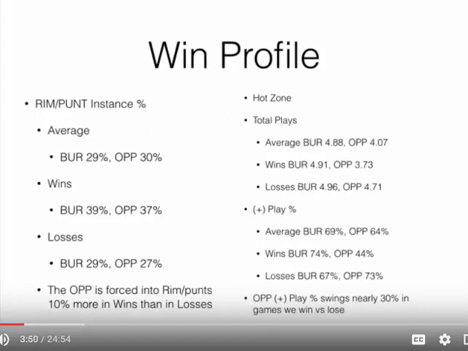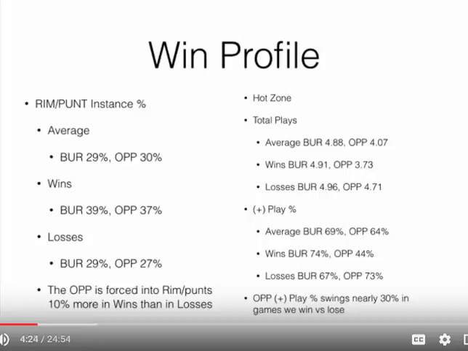As it relates to rimming the puck or punting the puck, putting it basically on the wall on your breakout, the average was 30%. I couldn't believe it. I was shocked. The puck is on the wall so much. It's incredible. In wins, we have a 39% punt percentage, and the opponent has a 37%. And the losses were 29% versus 27%. So the opponent is forced into rims or punts in the D zone 10% more when we win than when we lose.